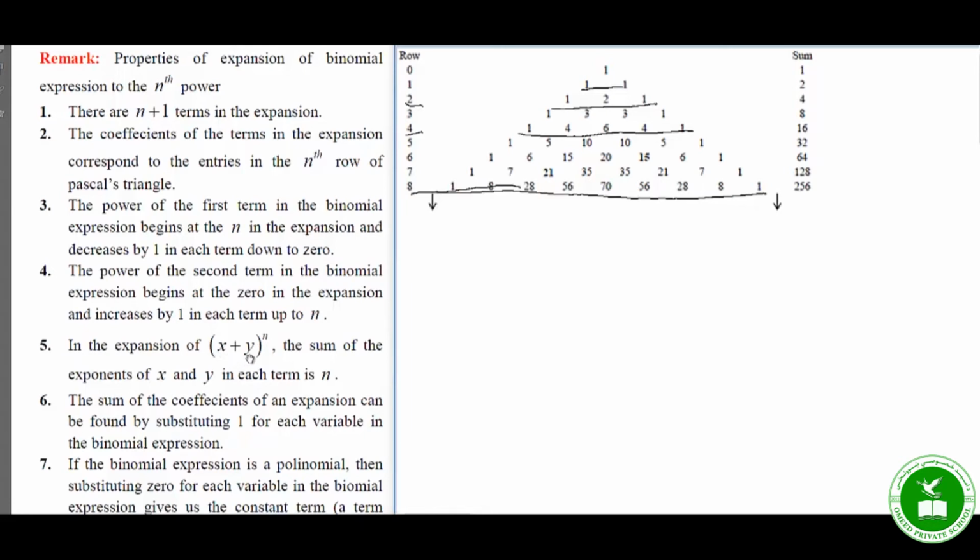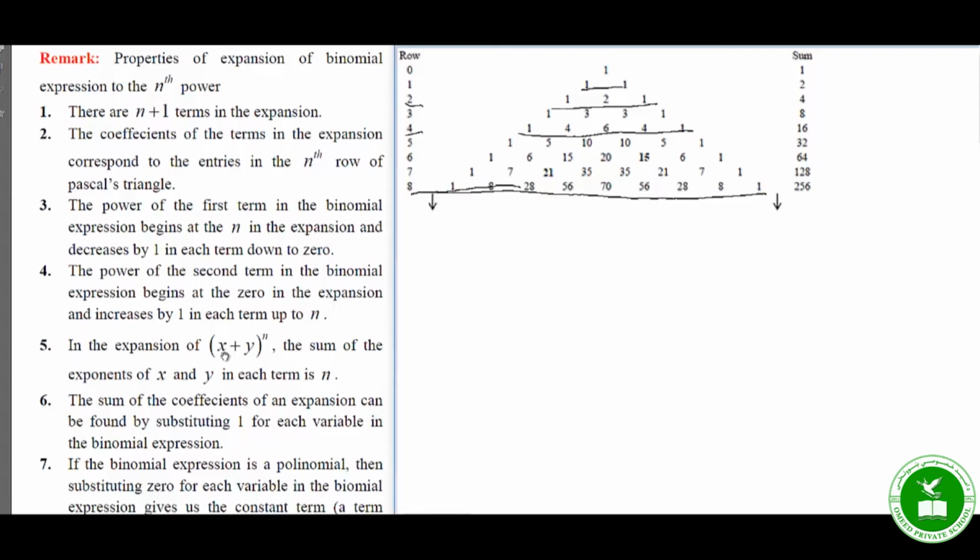So n minus 1 plus 1 is also n. And so on. If you go to each term, you will get the degree of that term as n. The sixth property: the sum of the coefficients of an expansion can be found by substituting 1 for each variable.